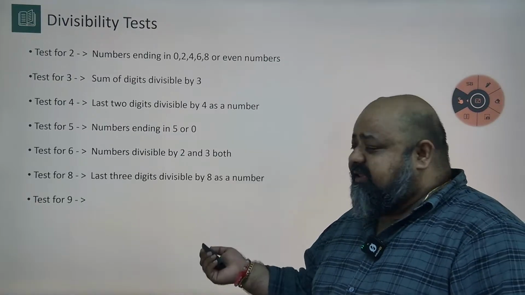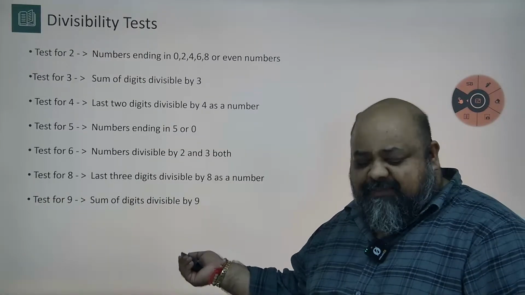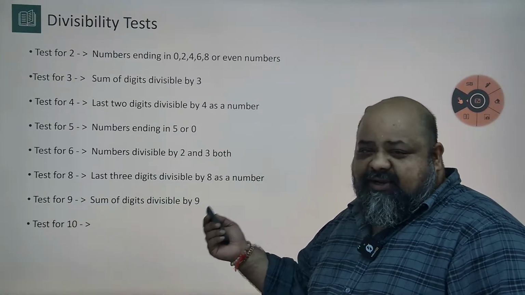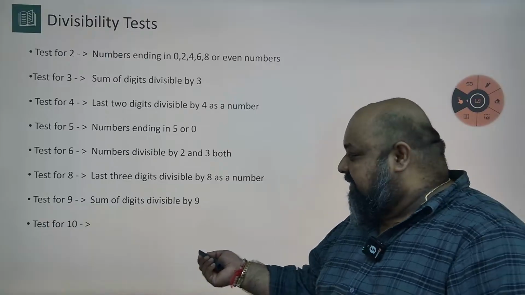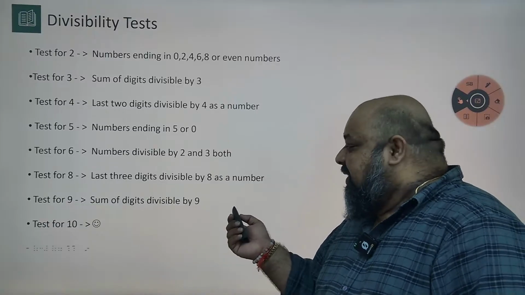Test for 9, again like 3, the sum of digits should be divisible by 9. Test for 10, I think is a very difficult question, so let us just leave this. Test for 11.